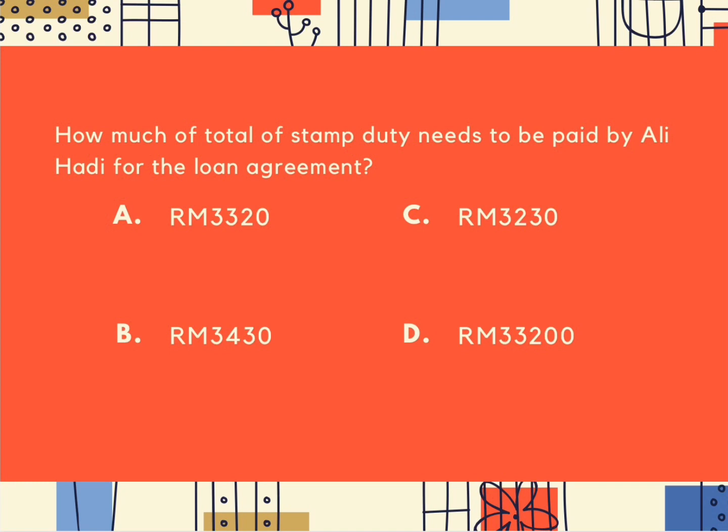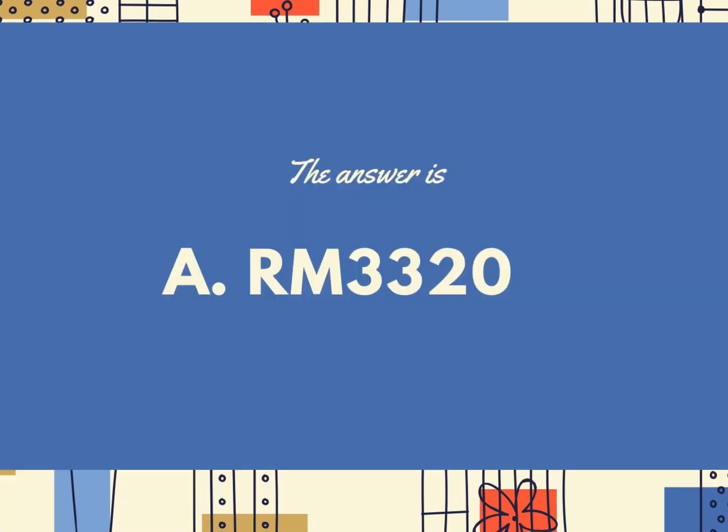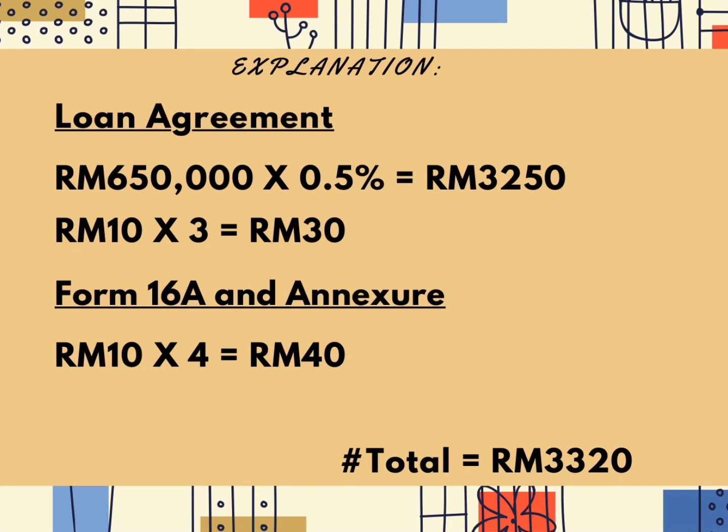The answer is A, 3,320 ringgit Malaysia. The formula to count the stamp duty for the loan agreement as provided in Item 27 is 5 ringgit for every 1,000 ringgit of loan facility. So, the first step is to know the amount of loan provided, which in this situation, the amount of loan provided to Ali Hadi is 650,000 ringgit Malaysia.